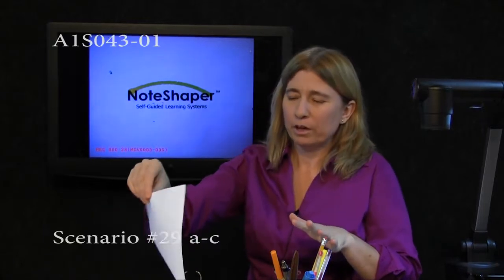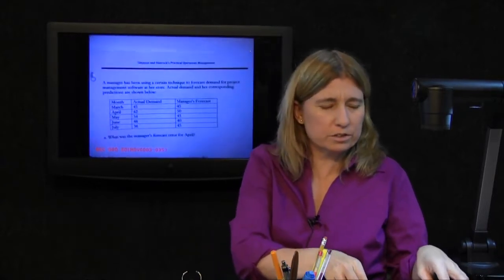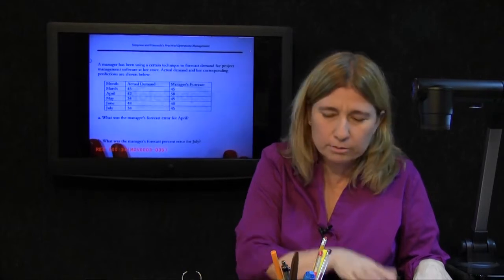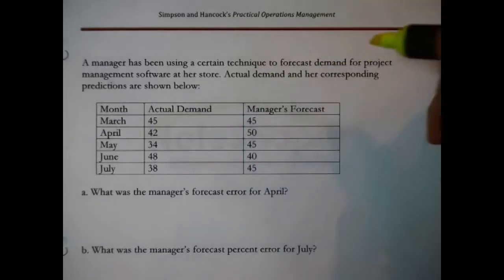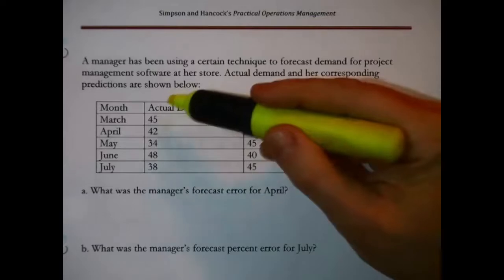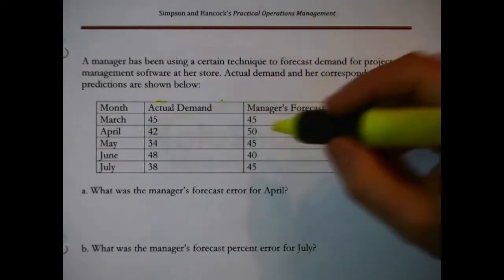Error refers to the gap between what actually happened and what you had forecast would happen. There's a lot of different ways to summarize error. You can see that in this scenario with the manager forecasting project management software. Let's take a look. A manager's been using a certain technique to forecast demand for project management software at her store. Actual demand, that would be here, and her corresponding projections.